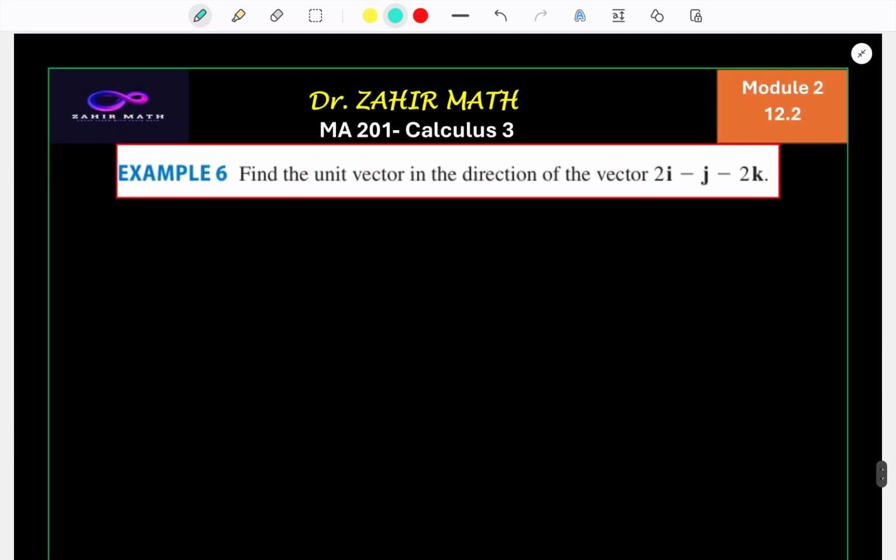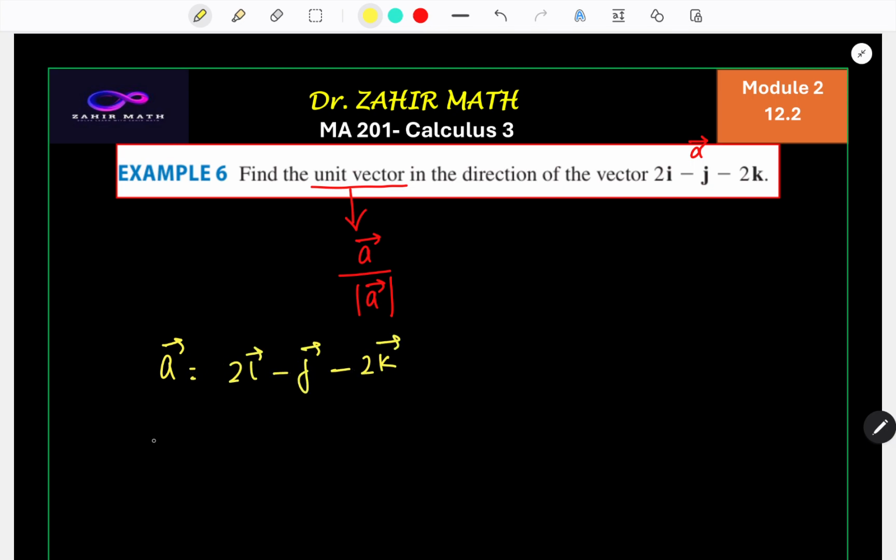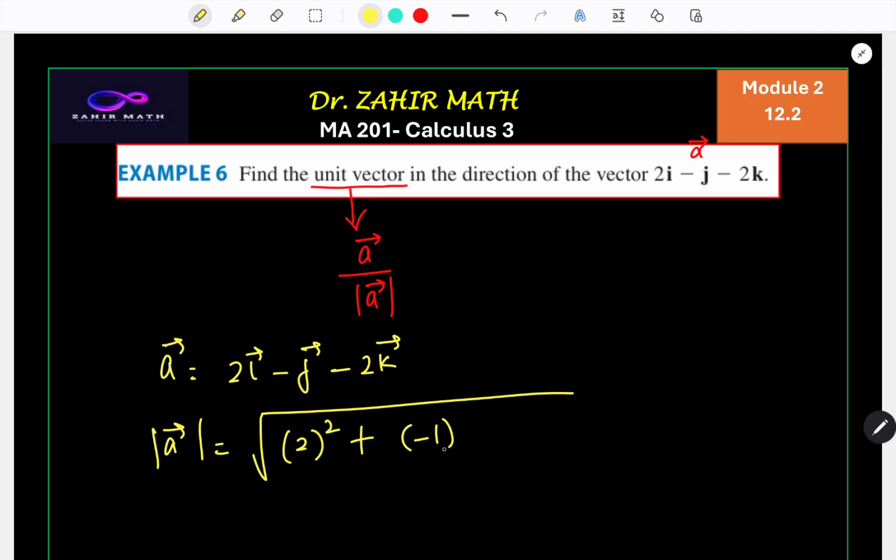So let's go to the next question. Find the unit vector in the direction of the vector. What is the formula for unit vector? a vector divided by the absolute value of a vector. So this is your a vector: a vector is equal to 2i vector minus j vector minus 2k vector. So what is the absolute value of a vector? It is the square root of 2 squared, be careful, minus 1 the whole squared, be careful, minus 2 the whole squared, be careful with the minus inside the bracket.